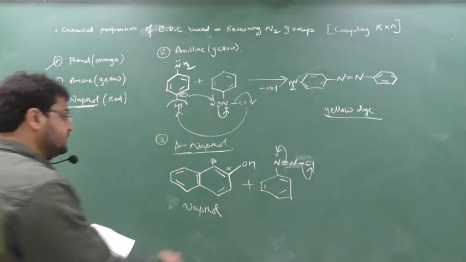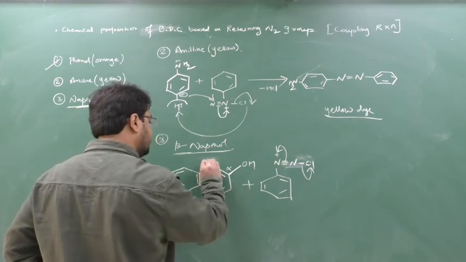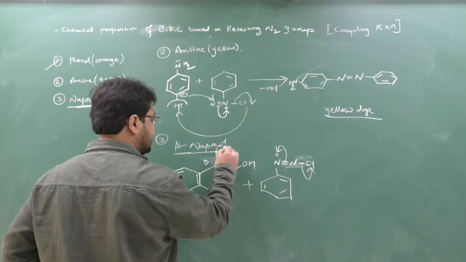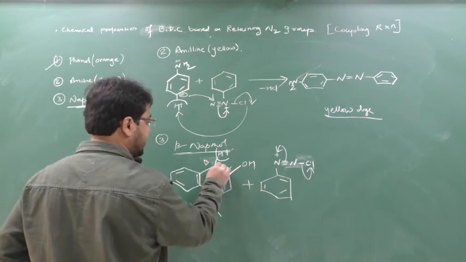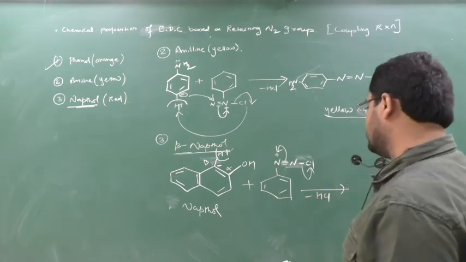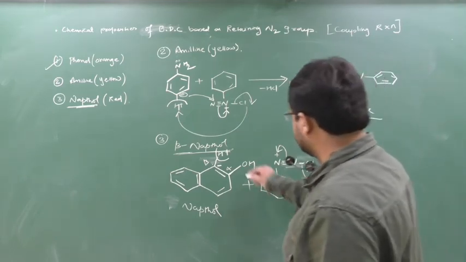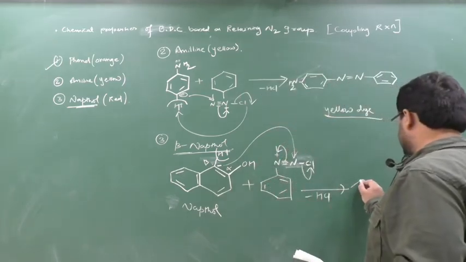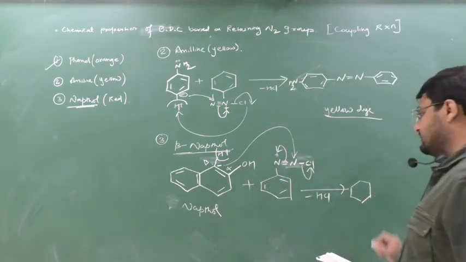From this beta position there is H here. So H will be moved as H plus, here minus. This H plus and Cl minus will form HCl. And this minus will be shifted here. So write down in this way, here 1.